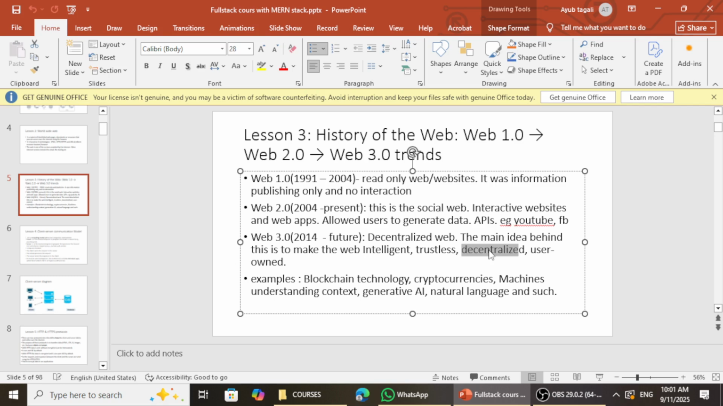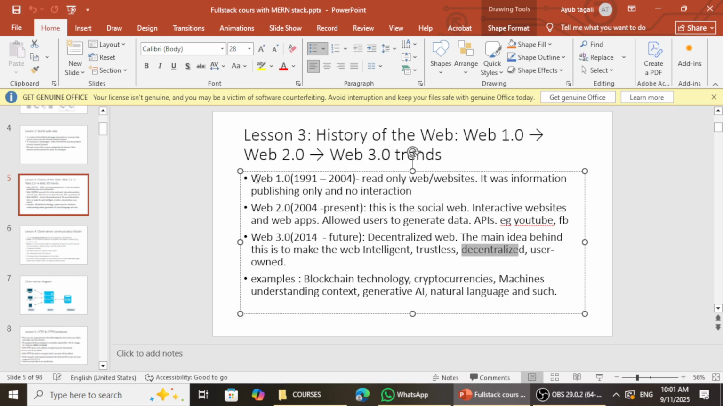Instead of having just one data set on one server, we have several distributed servers or computers, where we have several copies of the same data across all those computers, and therefore no one user owns the system. So an example of such kind of technologies or web applications or websites include the blockchain technology, the cryptocurrencies, machine learning context, generative AI, natural language processing, and so on.